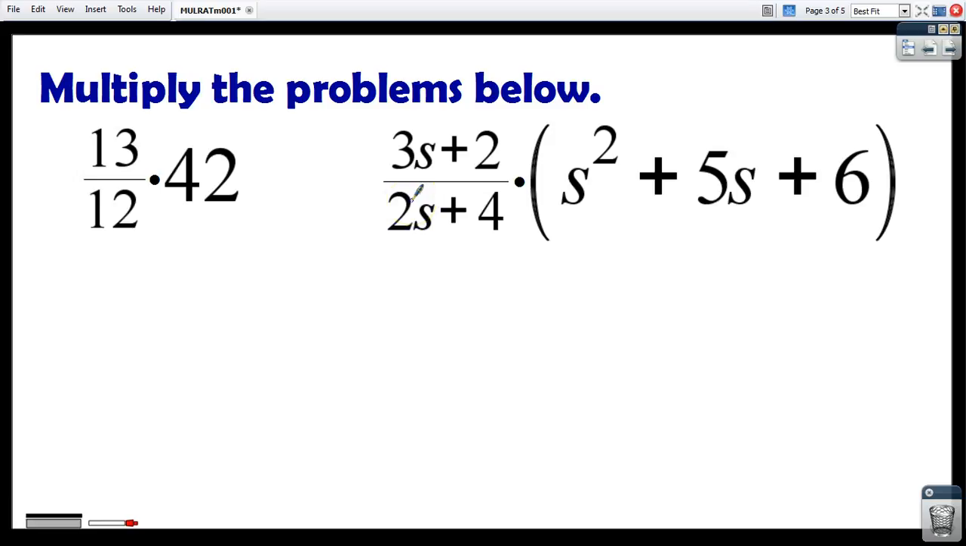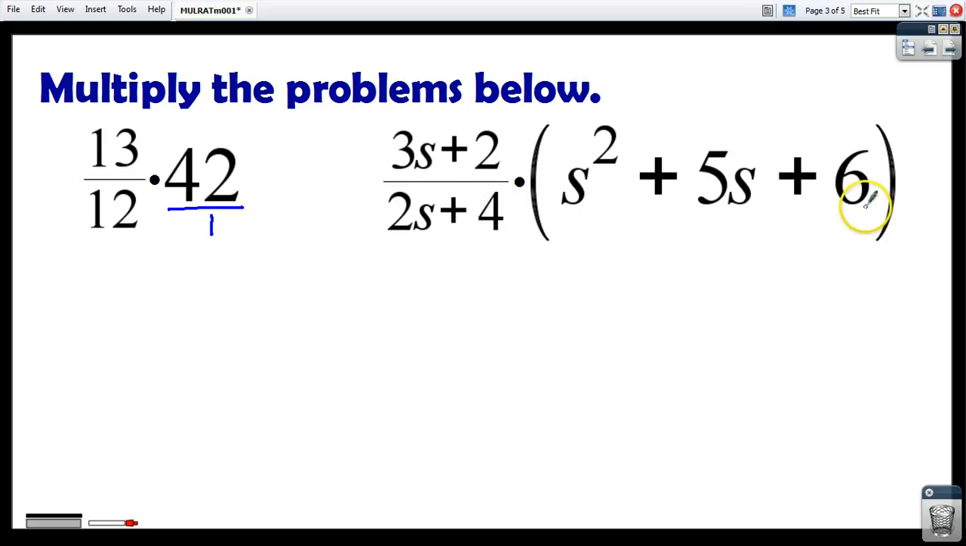Now, if you recall, when you multiply with fractions and you get a problem like this where it's a fraction times a whole number, it's actually easier if we work with nothing but fractions. So what we want to do is change 42 into a fraction, and the easiest way to do that is just to place it over 1. 42 divided by 1 is still 42.